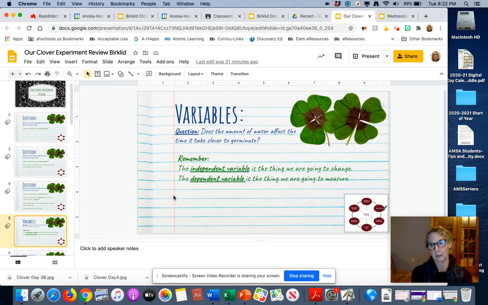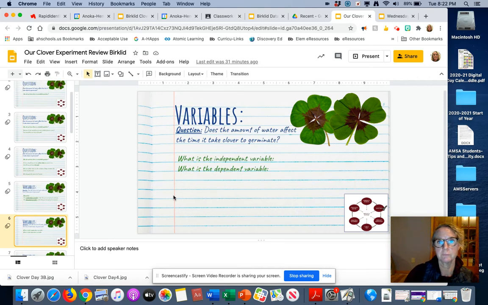And that's one thing that I didn't talk about. In our experiment, we kept the same the amount of soil, the type of water, the type of pots, the amount of light that they were going to get, when we watered them, and how often we watered them. All of those things were kept the same, so those would be considered controlled variables. So those are the 3 types of variables.